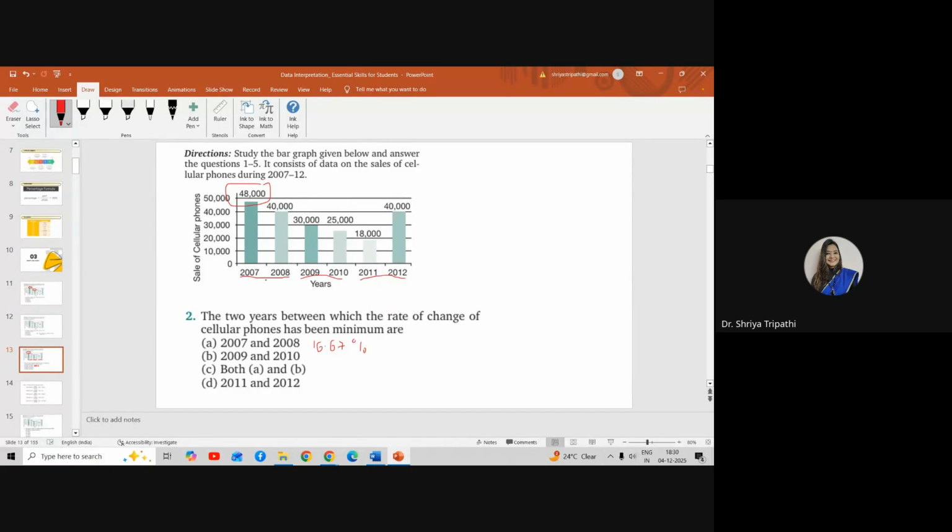Okay. Now for 2008, 2009, what is the difference coming? 10,000. 10,000 divided by 40 or 30? Quickly answer in the chat box. 40. Again, the base here. So here what we'll do, 10,000 divided by 40,000 into 100. What is the percentage coming? 25. 25%.